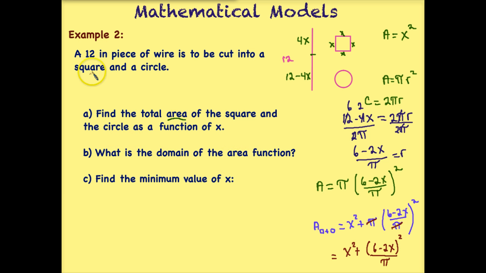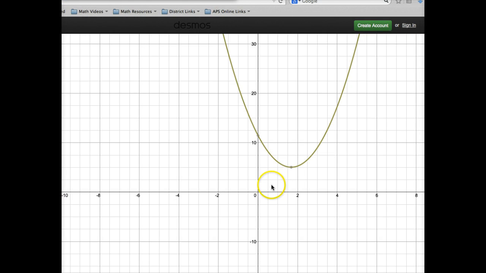So let's look at our function. Here's what it looks like graphically. So how in the world do we determine our domain? In order to do this, you'll need to think about it logically. We have a 12-inch piece of wire. We need to make a box and we need to make a circle. Well, what's the maximum side length of the box that we can use and use up the entire 12 inches?